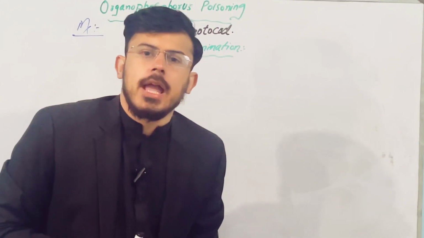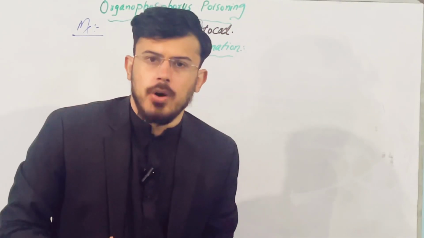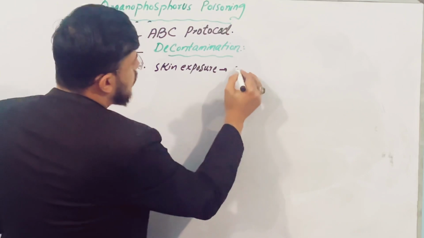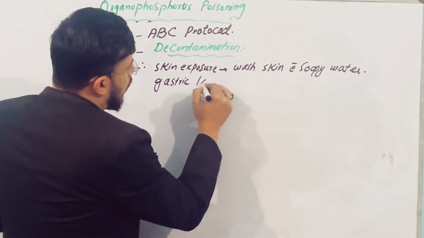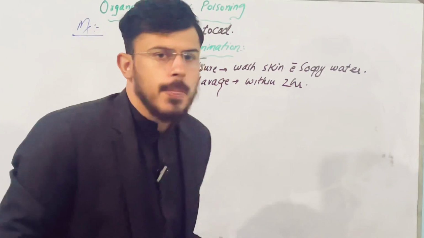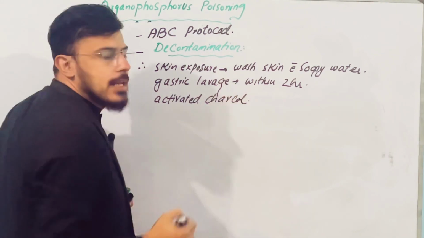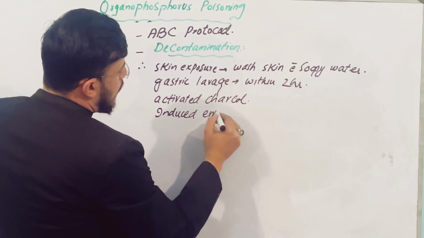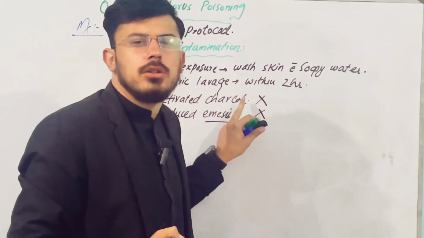Since organophosphorus poisoning can occur through the transcutaneous route, if a patient comes with skin exposure, first of all you have to wash the skin with soapy water. Wash within 2 hours of acute poisoning. Activated charcoal plays a very small role in organophosphorus poisoning. Similarly, the role of induced emesis is not well proven. So activated charcoal and induced emesis have no significant role.